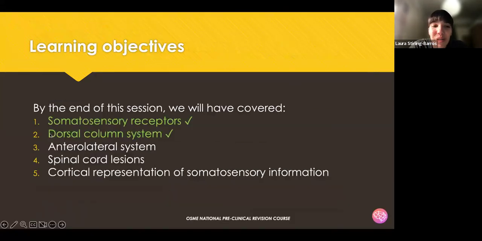Okay, so that's us done with the dorsal column system. Has anyone got any questions on this?